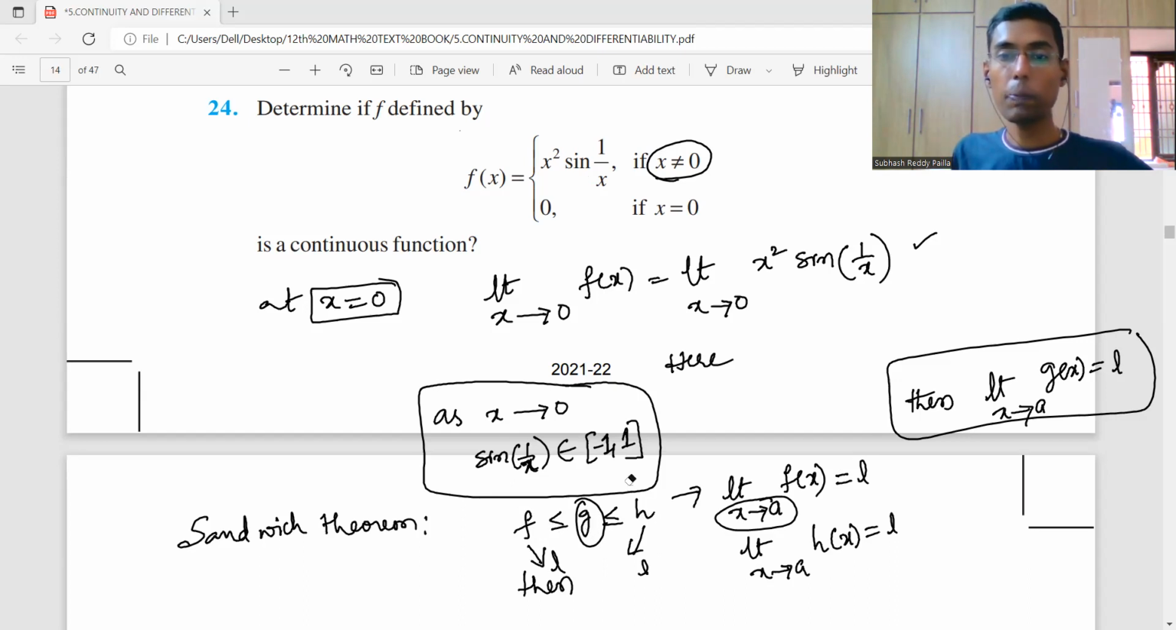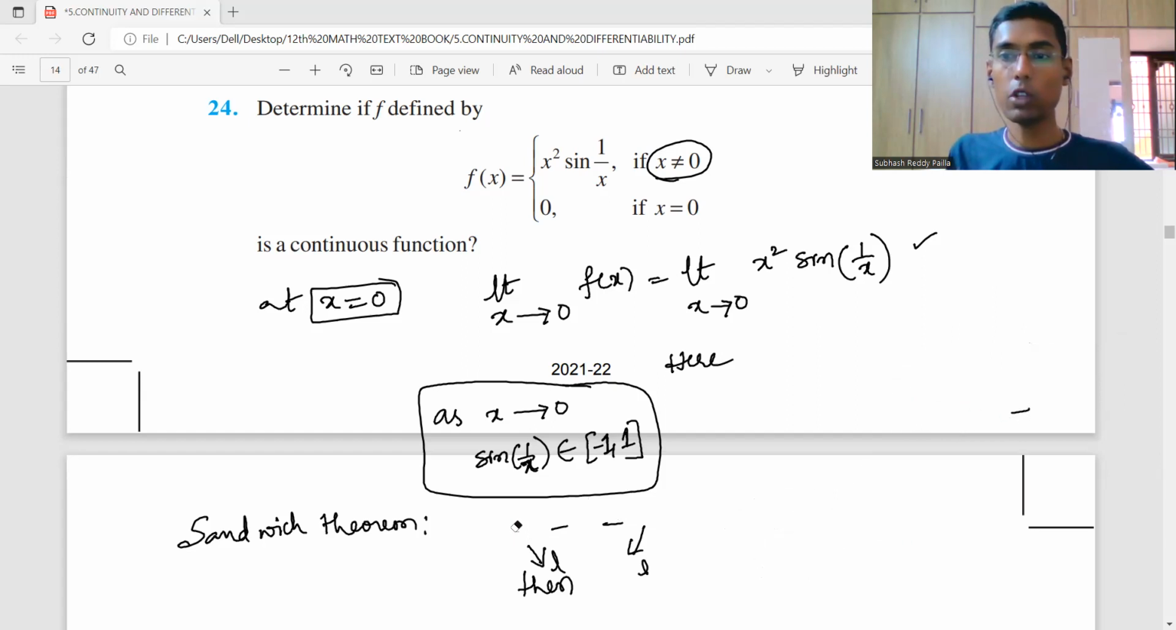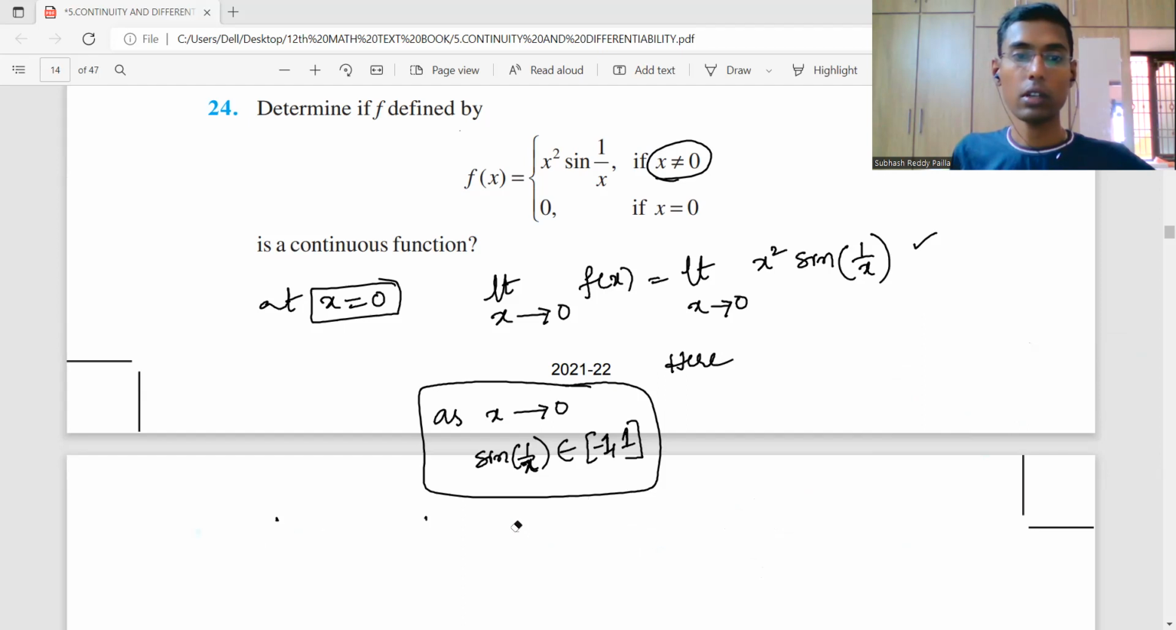But simply, what you need to understand here is that as x tends to 0, sine of 1 by x belongs to -1 to 1. Whatever the x value may be, 1 by x is some infinitely big number, but the value of sine lies between -1 and 1. So x square tends to 0, into some value between -1 and 1.